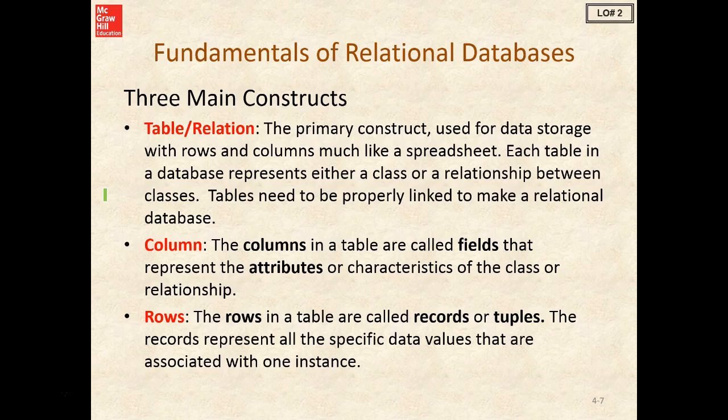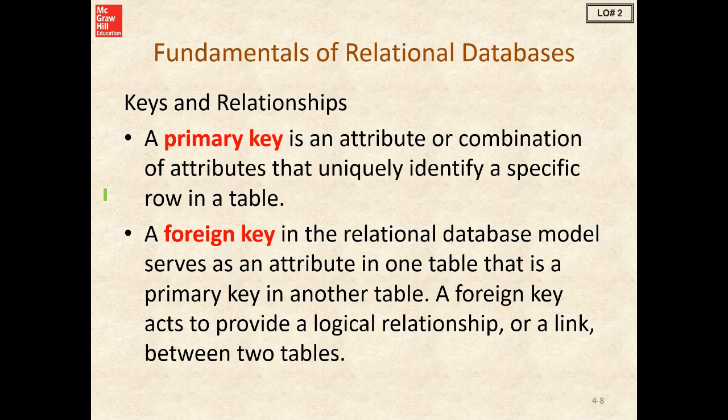So we have columns. The columns in a table are called fields. So remember, just like a column in an Excel sheet, in the database program we're going to call them fields, and they represent the attributes or characteristics of the class or relationship. And then the rows, just like an Excel sheet, now we've got the rows. The rows in the table are called records or tuples. I'm going to stick with records over here. The records represent all the specific data values that are associated with one instance.